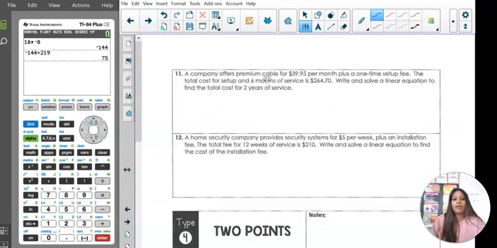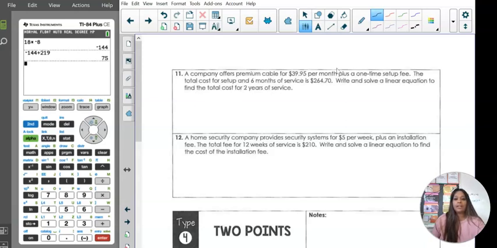Alright, a company offers premium cable for $39.95 per month plus a one-time setup fee. The total cost to set up for 6 months of service is $264.70. Write and solve a linear equation to find the total cost for 2 years.